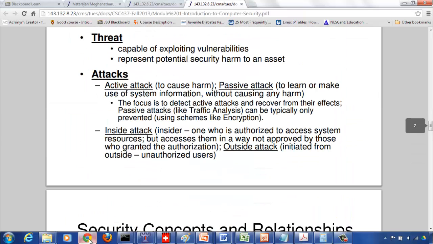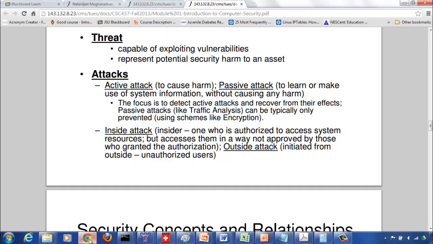So an active attack is something that causes harm to a victim, whereas a passive attack is something that does not cause harm. People just try to extract information from what they see. So active attacks mainly focus on detection. For example, you could have a firewall or intrusion detection system to detect malicious traffic getting into your network, and we try to recover from the effects of an attack. That's the focus on active attacks.